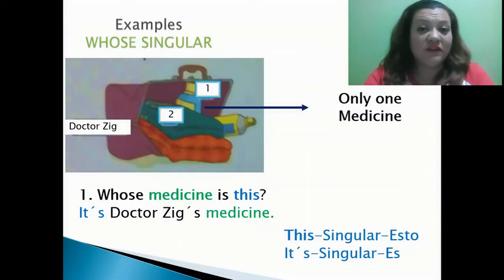When we ask a question in singular, at the end, we are going to use this. And when we answer the question, we are going to write it is, the job of the person, and the name. And then we are going to write the object. It's Dr. Sig's medicine. So this, we are going to use in singular. It is or its, we are going to use in singular too.